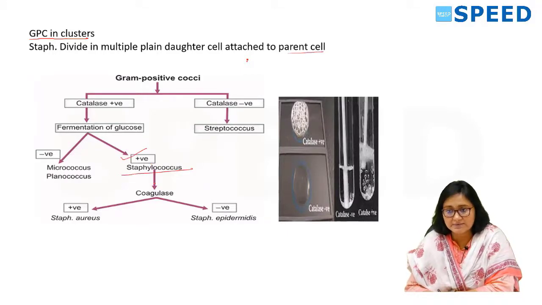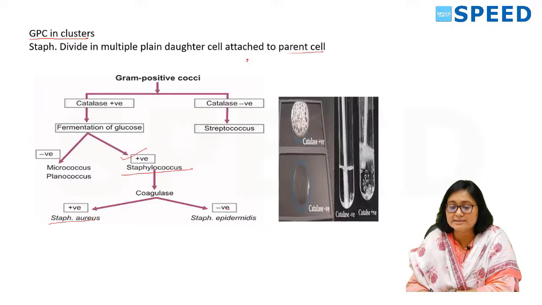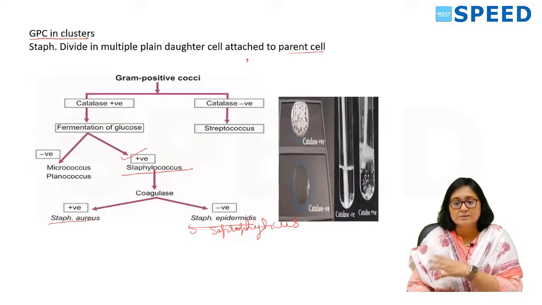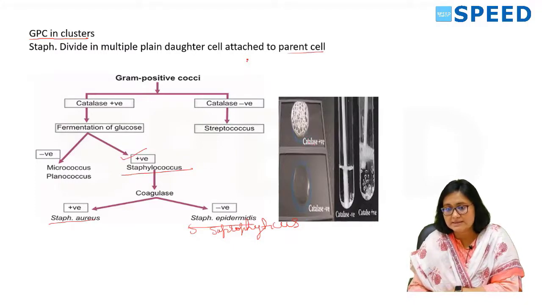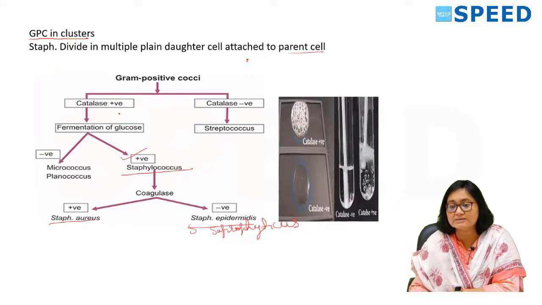Staphylococcus is further classified on the basis of the coagulase test. If they are coagulase positive, they are Staphylococcus aureus. If they are coagulase negative, they are Staphylococcus epidermidis or Staphylococcus saprophyticus. Okay, so this is the detail about your Staphylococcus. You can see the catalase test. This is the test which we do to differentiate Staphylococcus from Streptococcus.